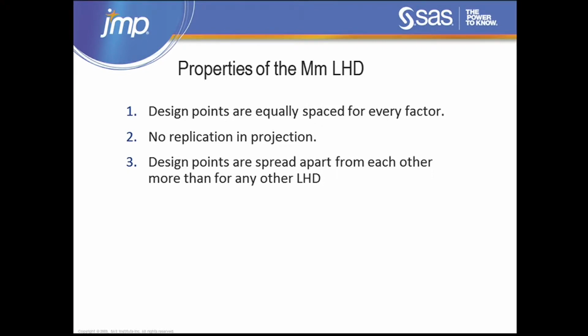So the properties of the Maximin Latin hypercube design is that the design points are equally spaced for each factor, and they don't replicate themselves in projection. And that's a good thing because replication is useless in deterministic modeling, because a replicated point doesn't convey any information. And if you have a Maximin Latin hypercube design, then the design points are spread out more than they are for any other Latin hypercube design.